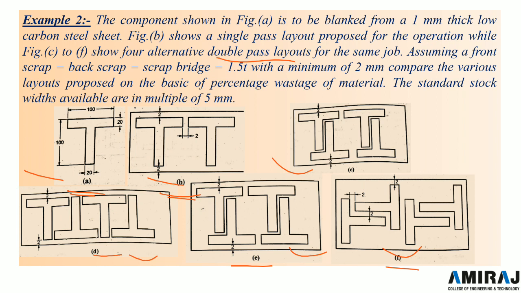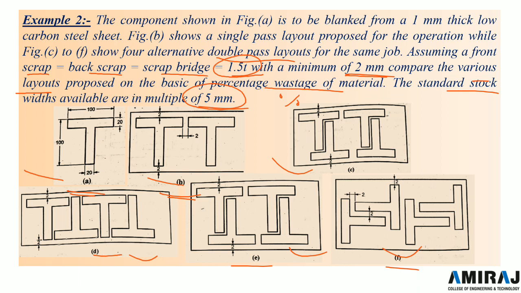Assume front scrap equals back scrap equals scrap bridge equals 1.5 times the thickness. Thickness is 1 mm, so it will be 1.5, so approximately we will take a minimum of 2 mm. Compare the various layouts proposed on the basis of percentage wastage of material. We have to find the percentage wastage of the material, and the standard stock width available is in multiples of 5 mm.